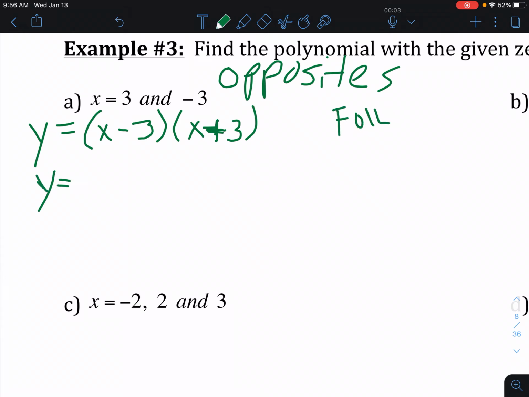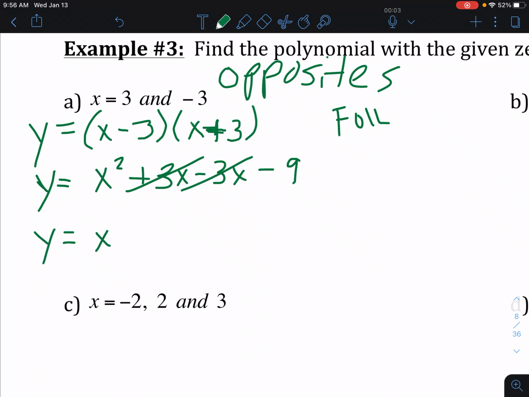So first times first, multiply the outsides, multiply the insides, and multiply the last. And then we combine like terms. These guys add up to 0, so cross them out. And you're left with y equals x squared minus 9. And that is done. Please make sure to start the problem with y equals and end it with y equals.